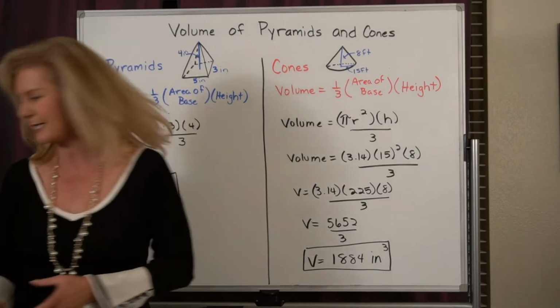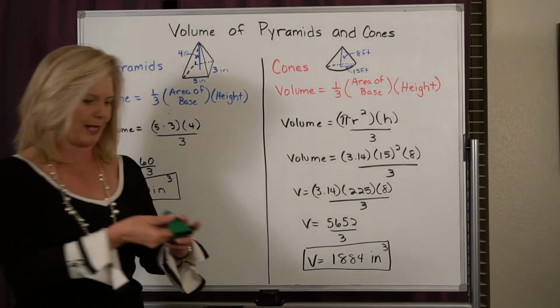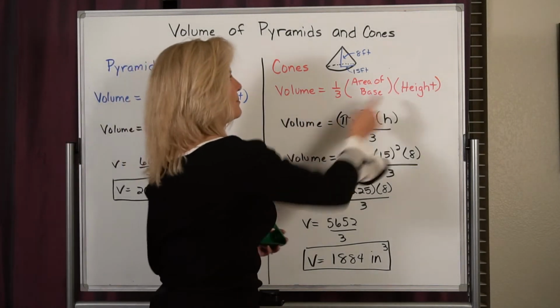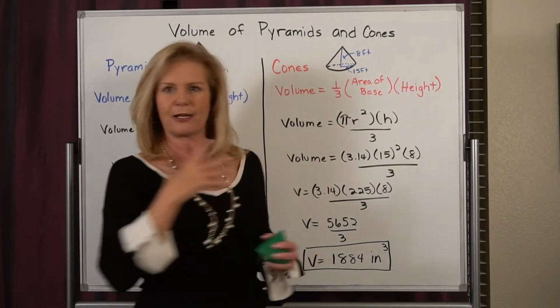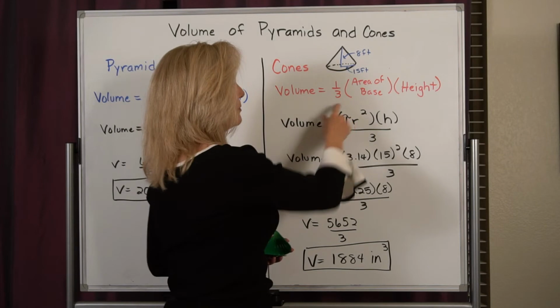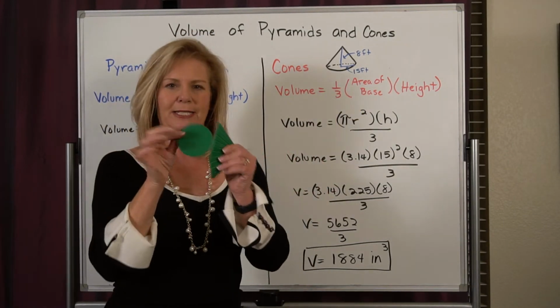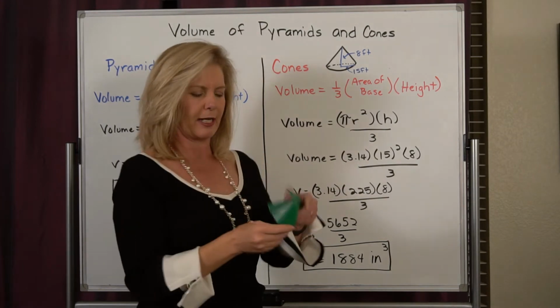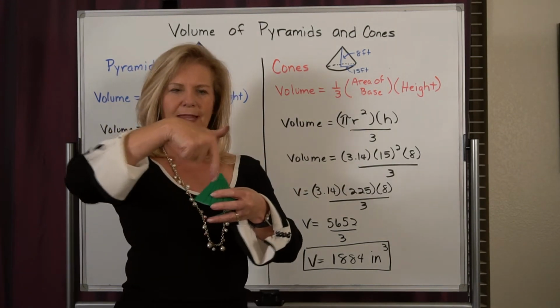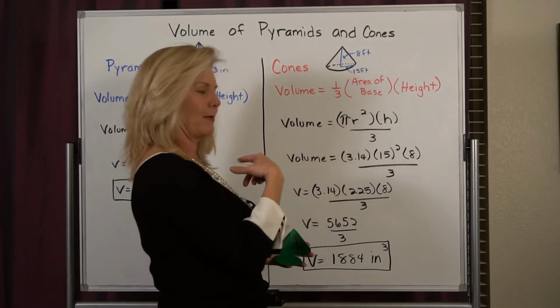Now the cone works exactly the same way. We first find the area of the base, multiply it by that inside height or that altitude, and then we divide it by 3. My base is always a circle, so that's pi r squared. My height's just what they give me for that altitude, and then I'll divide by 3.